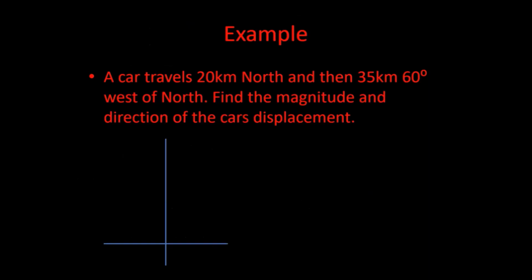Let's take a look at another example. A car travels 20 kilometers north and 35 kilometers 60 degrees west of north. Find the magnitude and direction of the car's displacement. So, car moves 20 kilometers north and then moves at a 60-degree angle in a westerly direction. So if we draw out our diagram just to understand what's going on, it'll look like this.